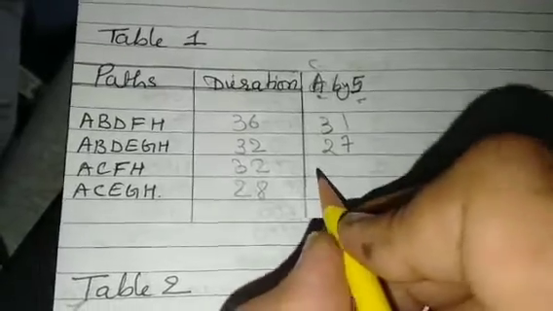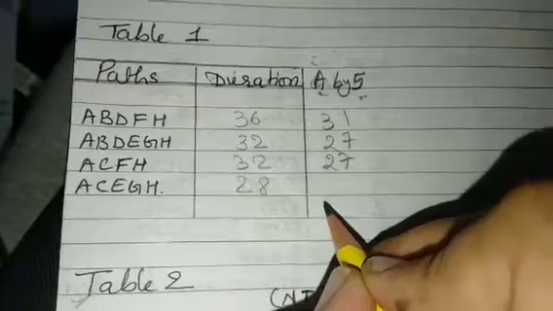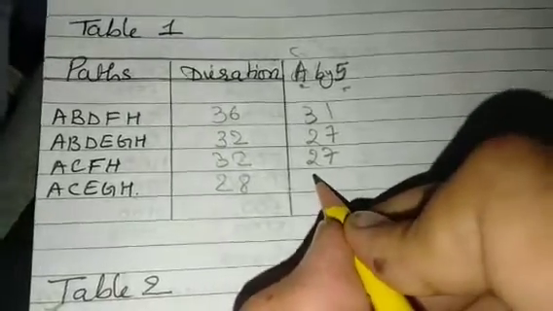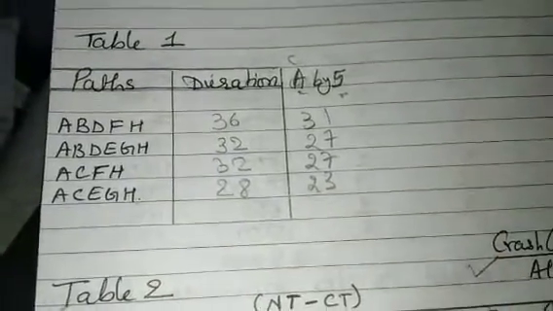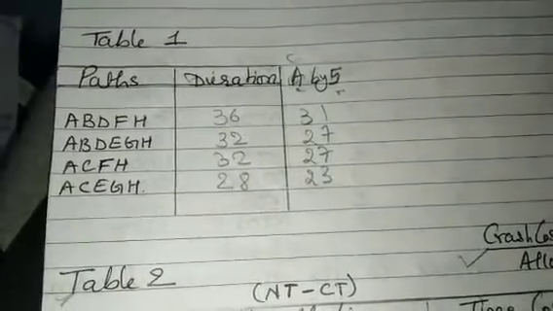32 minus 5, that would be 27. Again 32 minus 5, that would be 27. Again 28 minus 5, that would be 23. So I have crashed the activity A by 5 days.